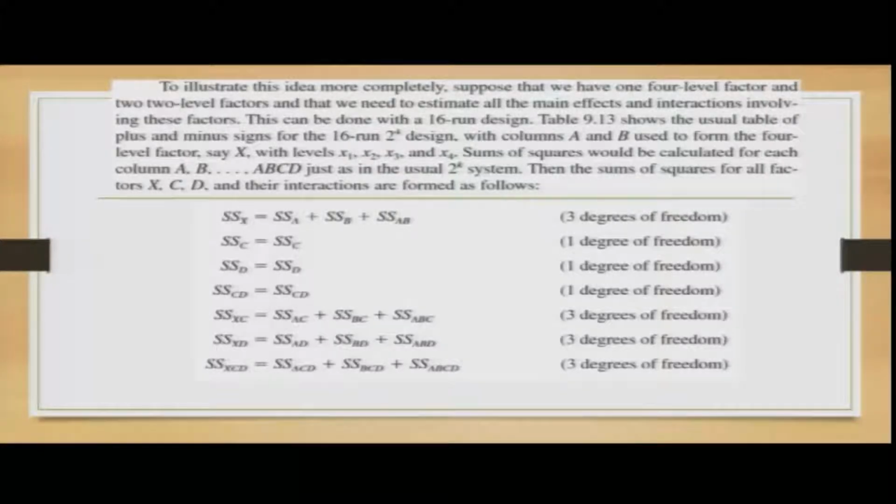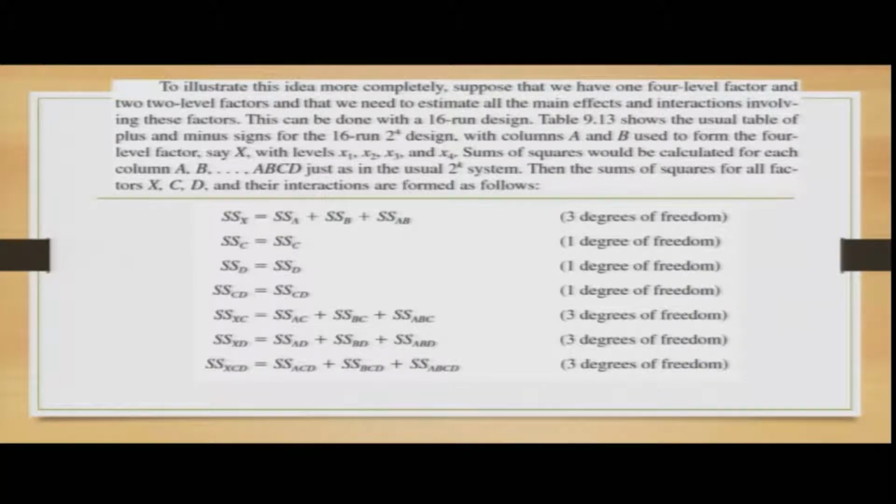To illustrate this idea more completely, suppose that we have one 4 level factor and 2 level factors, and that we need to estimate all the main effects and interactions involving these factors. This can be done with a 16 run design. Consider that Table 9.13 shows the usual table of plus and minus signs for the 16 run 2 to the power 4 design, with columns A and B used to form the 4 level combinations. The sum of squares would be calculated for each column like A, B, and so on till ABCD, just as usual in a 2 to the power k system.